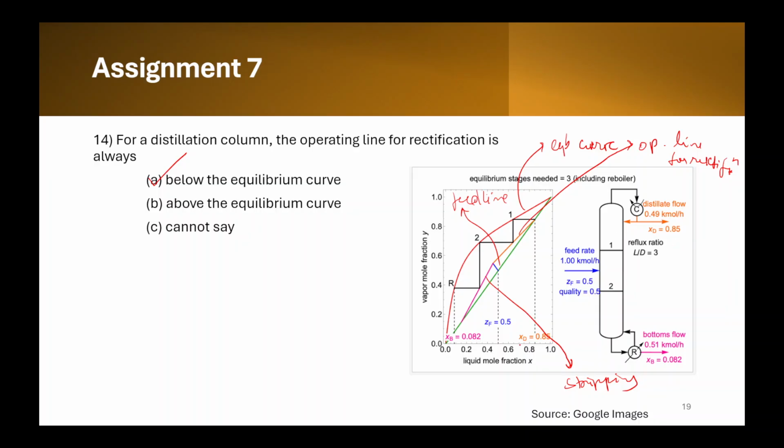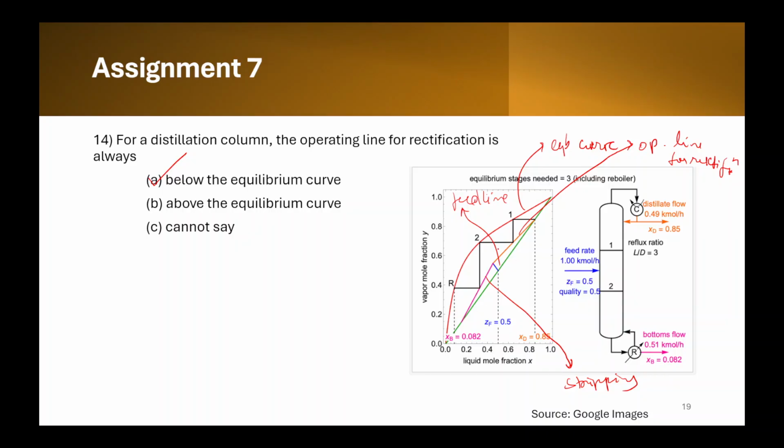distillate basically. So you start from 0.85, and then you draw a straight line towards the equilibrium curve, and then go down towards the operating line for the rectification. And again you go from this point, you draw a straight line towards the equilibrium curve, and then go down, if you reach the stripping curve, so this will be the reference for you.